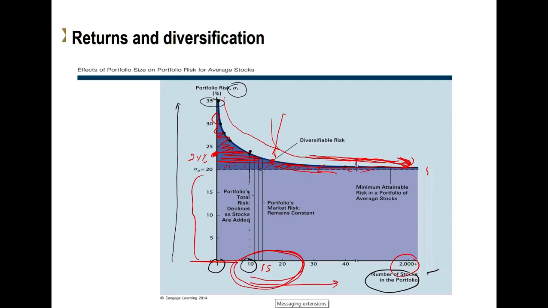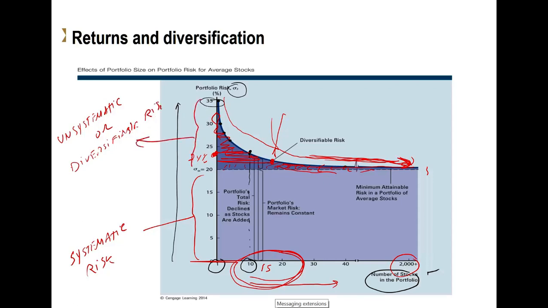This is called systematic risk. So think about systematic risk as the risk that you bear even if you are a diversified investor. Okay? And unsystematic, or diversifiable, risk is the risk that you can diversify away by choosing assets that are affected in different ways.